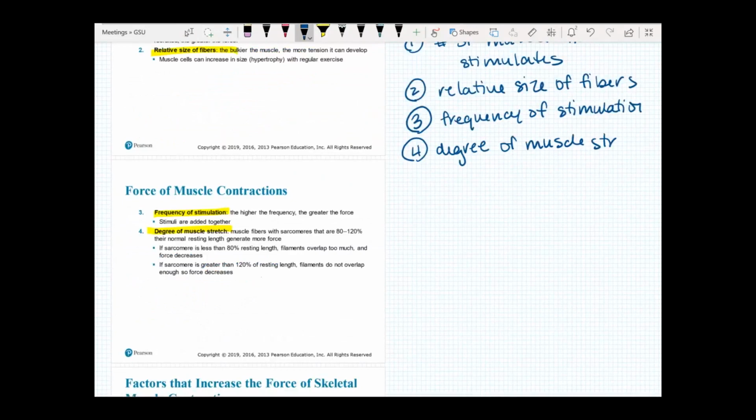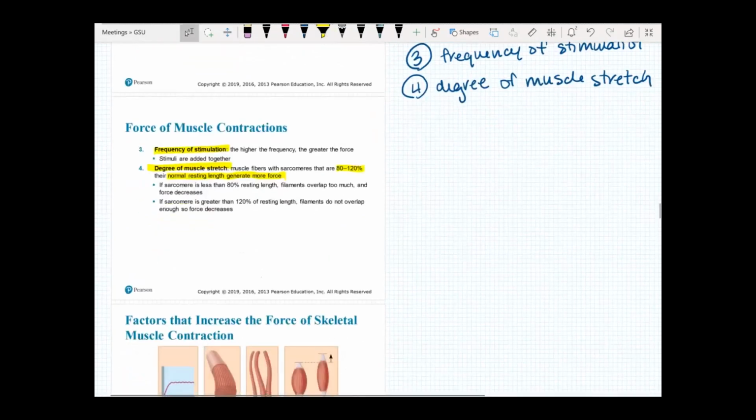So with the degree of muscle stretch, muscles that are going to have a sarcomere that is wide, 80 to 120% of their normal resting length, will generate more force. Whereas if their sarcomere is shorter, there's not a whole lot of room to shorten the H zone and pull the actin and myosin closer together and pull that Z line closer together, so you're not going to have as much.